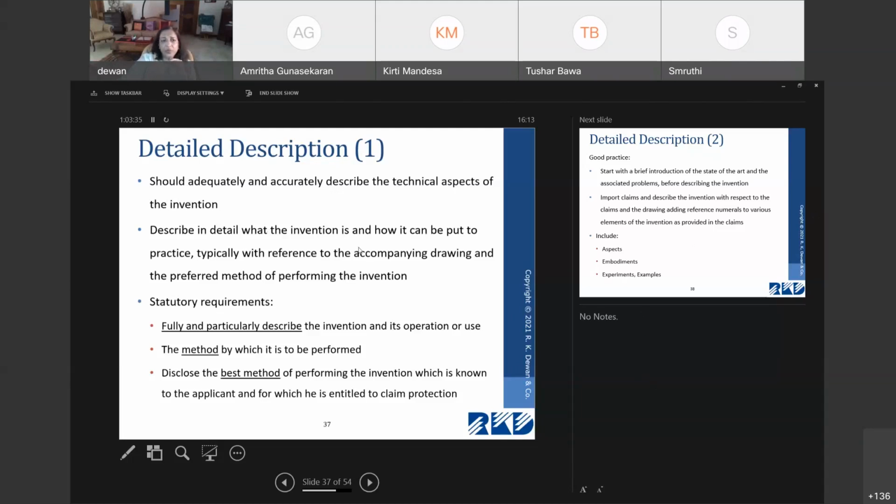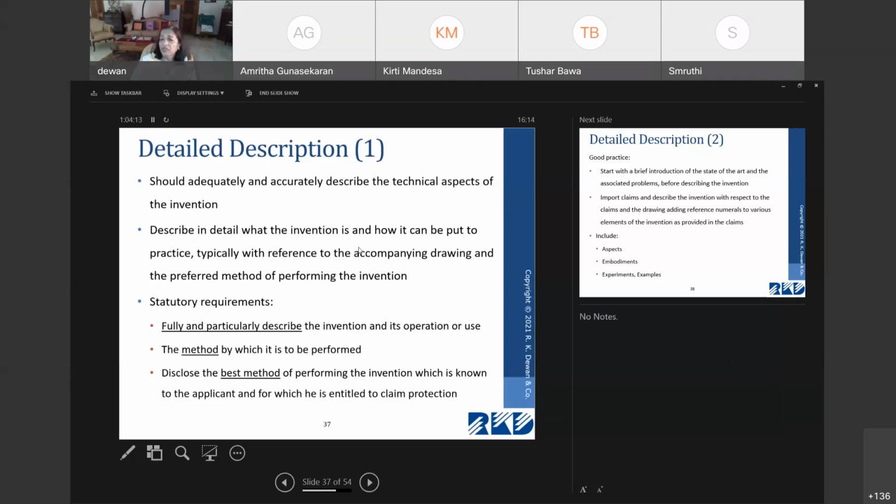Now, going to the detailed description. The first important aspect of why we write the detailed description is that we have to adequately and accurately describe the technical aspects of the invention. This sufficiency of disclosure is called adequacy and accuracy, and both are important. You cannot give examples that don't work or ranges that don't work. They should be valid ranges. You can have broad ranges, but technically they must all work.